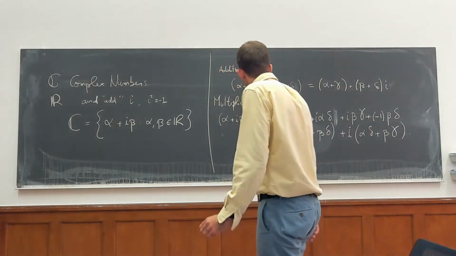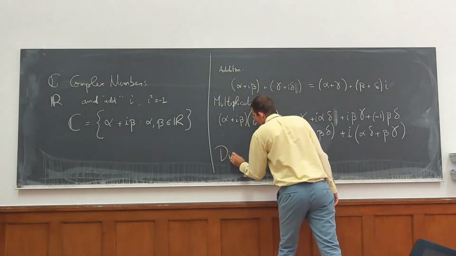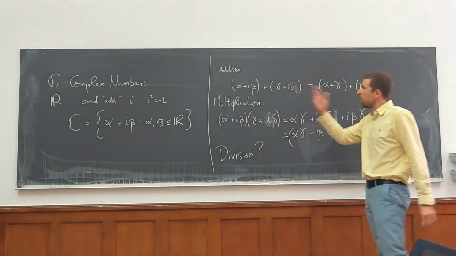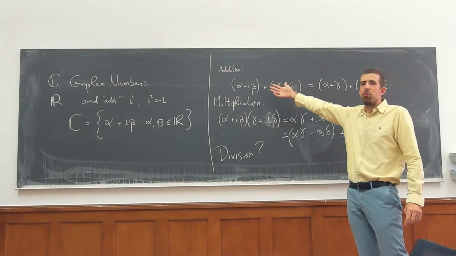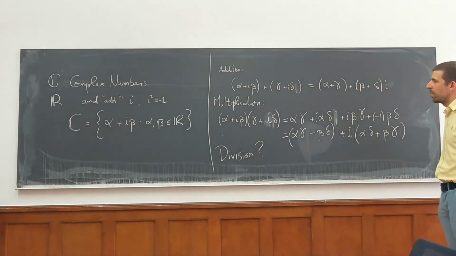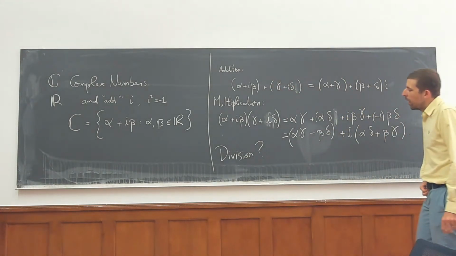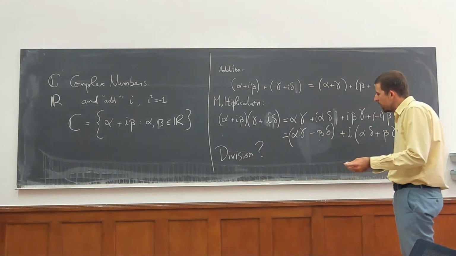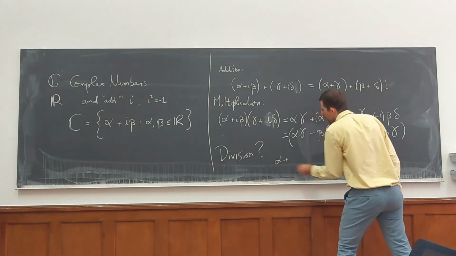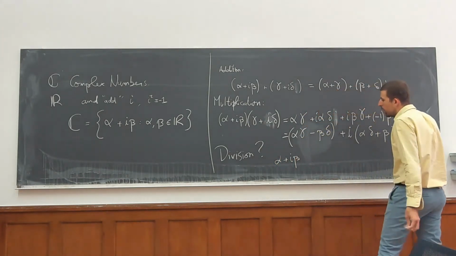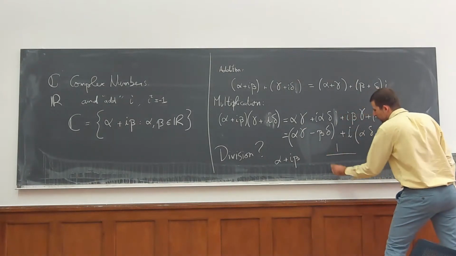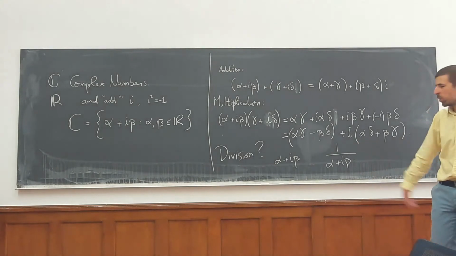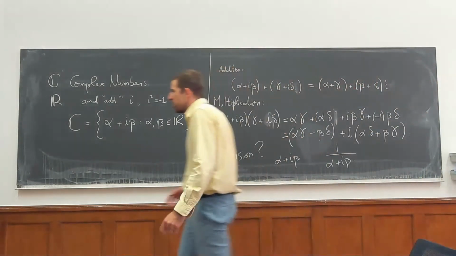Okay, so what about division? We know how to add. We, of course, also know how to subtract, right? We just add the symmetric. How do we do division? Right, so if we have a number alpha plus i beta, it's of course enough to be able to define 1 over alpha plus i beta. If we know how to define 1 over alpha plus i beta, then we can just multiply by that.